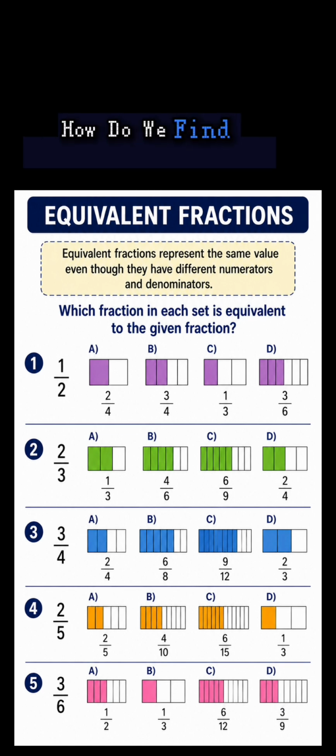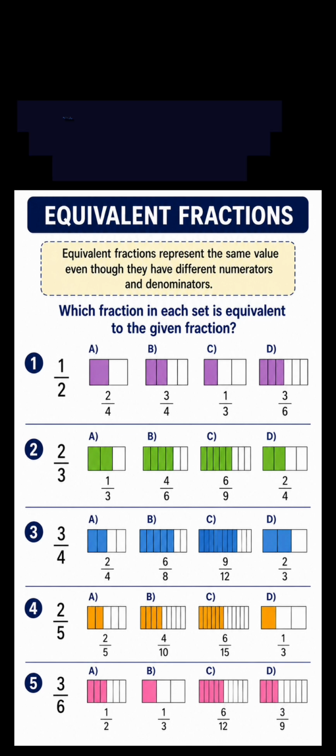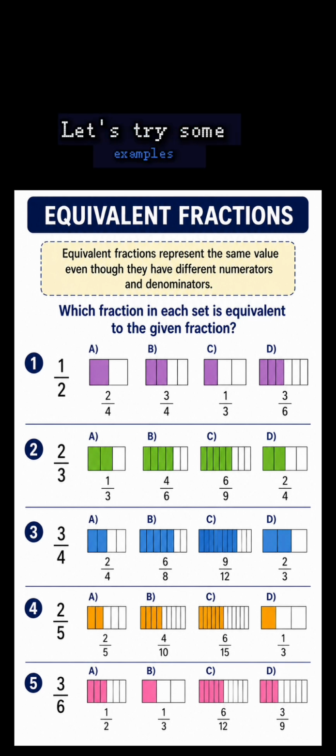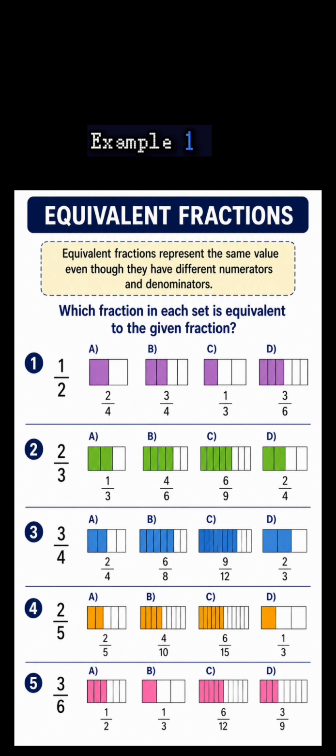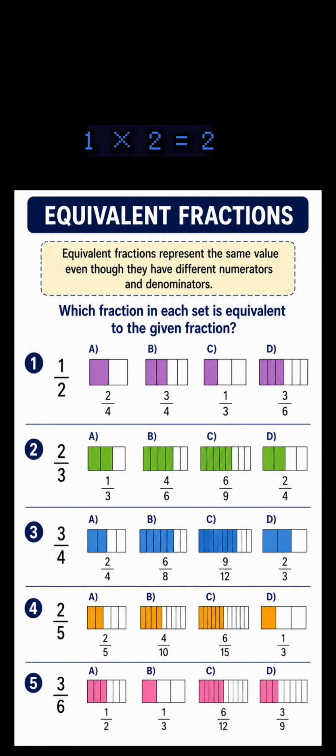How do we find equivalent fractions? The rule is simple. Multiply the numerator and denominator by the same number. Let's try some examples. Example 1. 1/3. Multiply both numbers by 2. 1 × 2 equals 2. 3 × 2 equals 6. So, 1/3 equals 2/6.